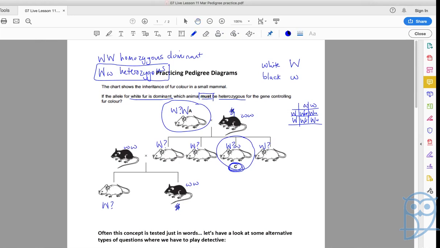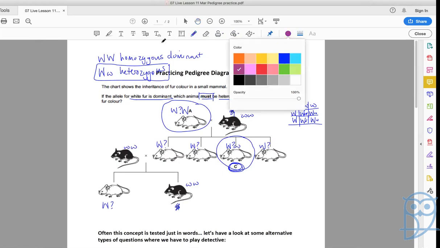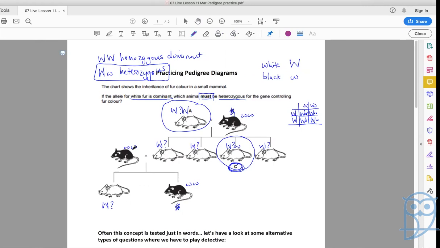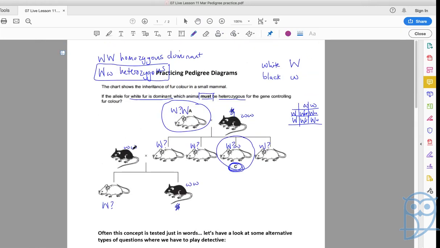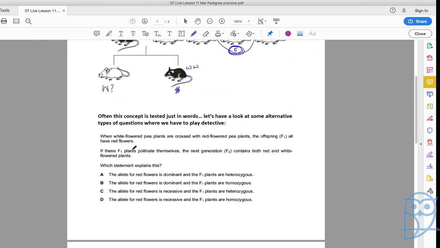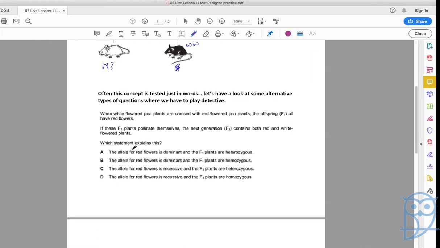Okay, cool. Right. Let us do another question. Okay, so we love pictures with mice in, and it makes our life easier to work through. But we have different kinds of questions, and they like to do this with the multiple choice, where they put it in words. So here we have white flowered pea plants crossed with red flowered pea plants. The offspring all have red flowers.